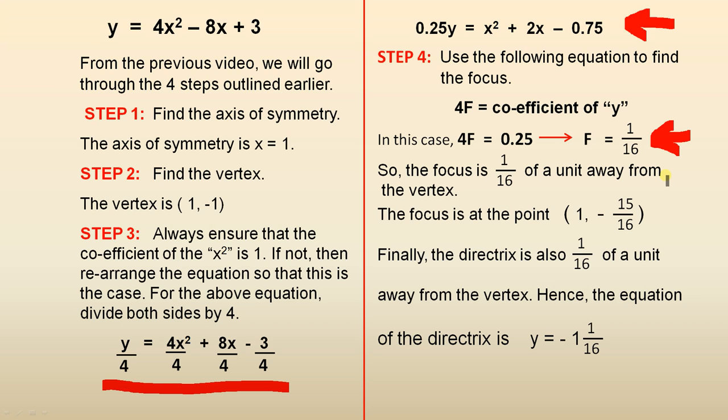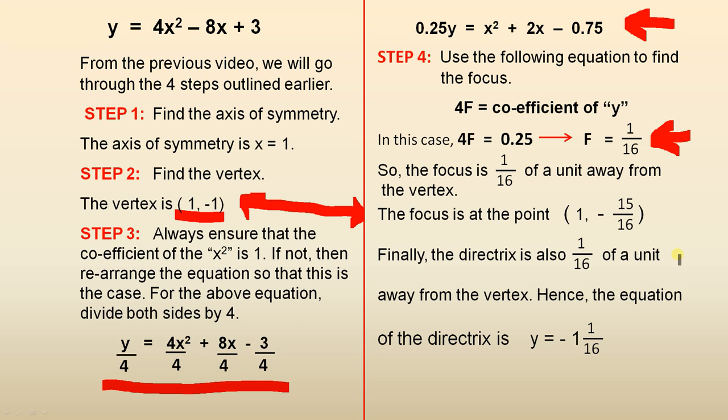So the focus is 1/16 of a unit away from the vertex, which means that the focus is at the point (1, -15/16). Okay, so we have to link those two together. See? If that's the vertex here at (1, -1), then the focus must be at (1, -15/16).